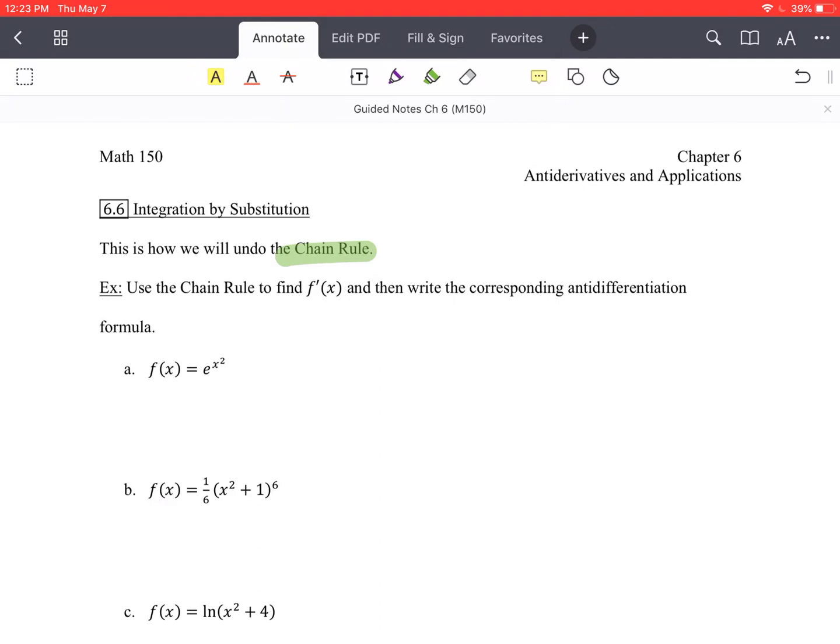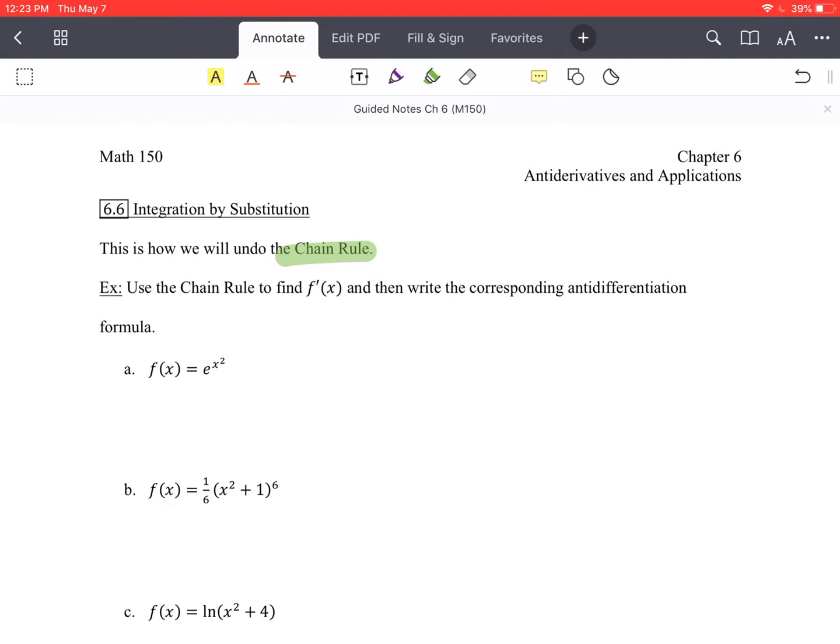Oftentimes when we have functions that are a little more complicated, they're composite functions, right? They have functions inside of other functions. We can take their derivatives using the chain rule, but their antiderivative is not as clear cut. So we have to develop a process to be able to take these antiderivatives. First off, we're just going to start to look at this relationship a little bit.